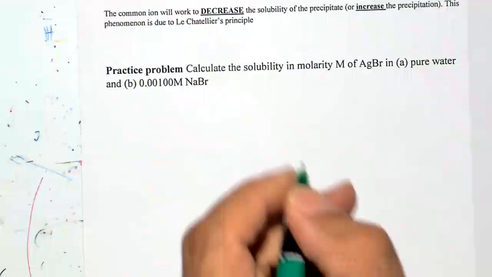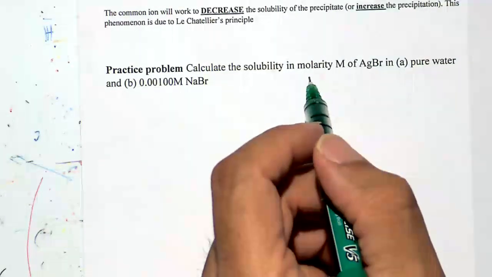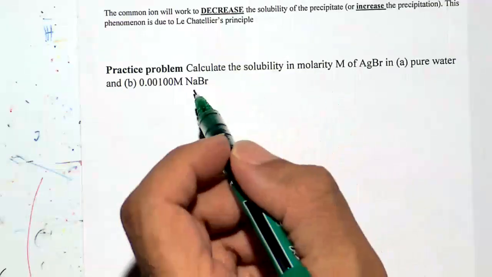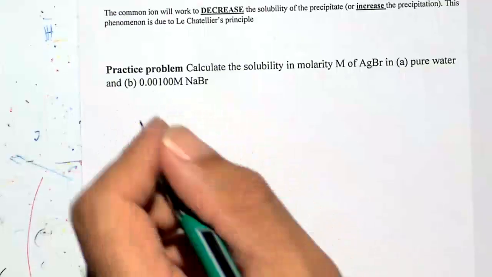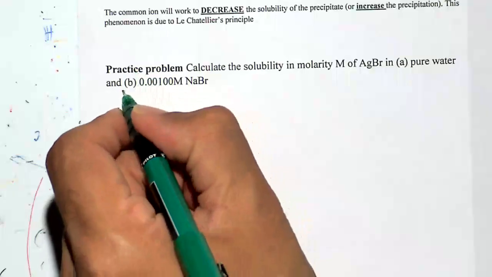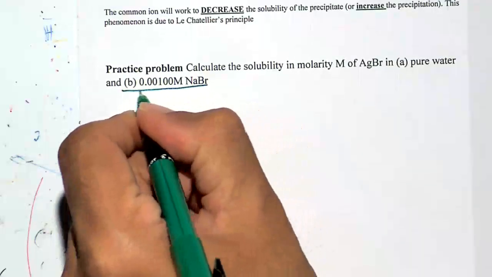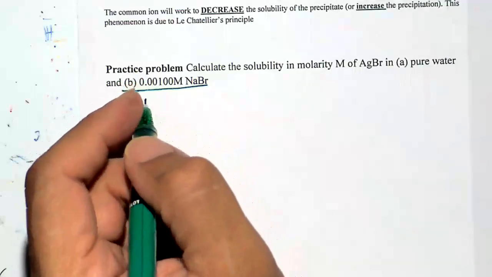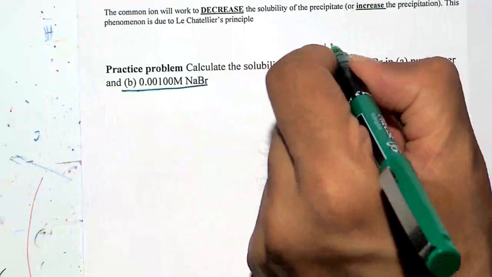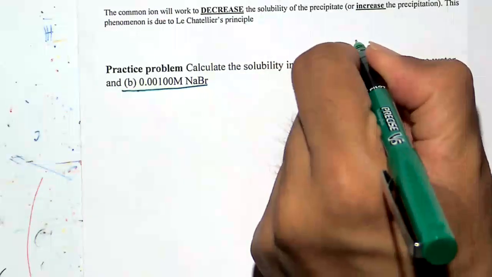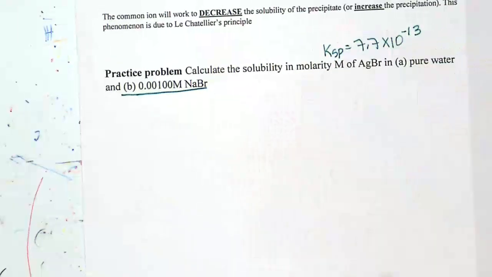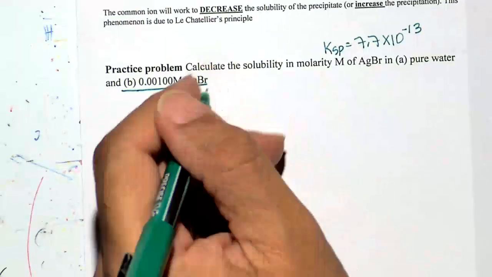All right, something very similar will be on the exam, so let's do this together. Calculate the solubility in molarity M of AgBr in pure water, and part B is a twist: not in pure water solvent, but in this solvent, 0.001 molar sodium bromide. I'll give you the KSP for this at 7.7 times 10 to the minus 13.